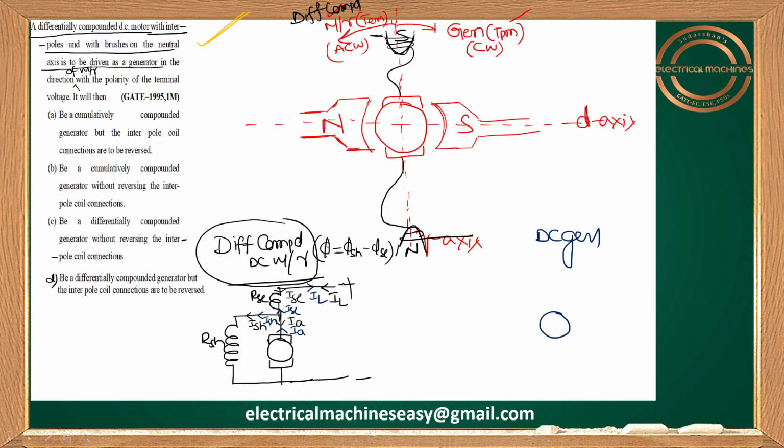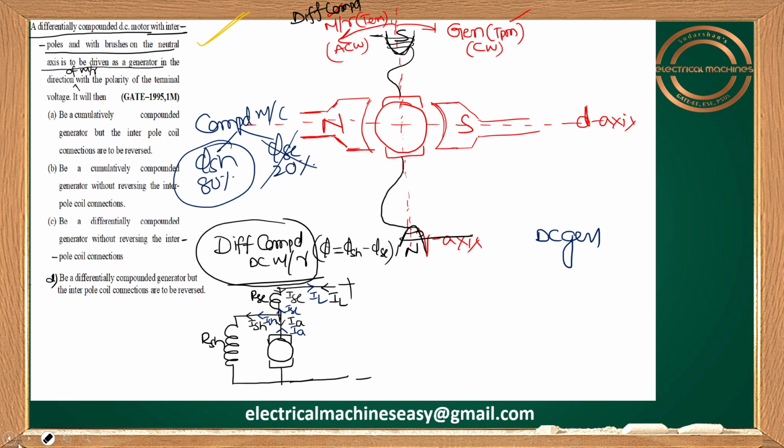Now IL becomes the load current in generator operation. And one thing you have to remember: in a compound machine, both shunt flux and series flux will be there. But shunt flux contributes 80%, series flux contributes only 20%. So which one is more dominant here? Shunt flux is more dominant. I can neglect series flux for some time.